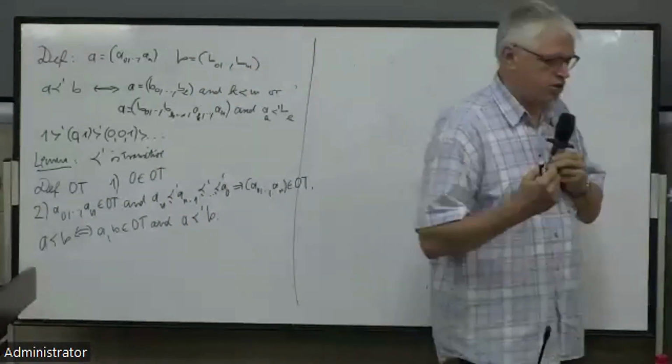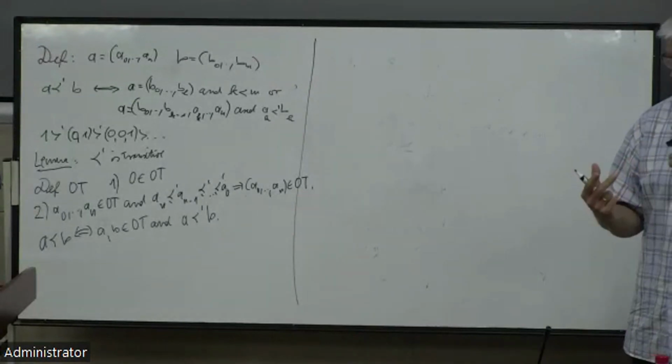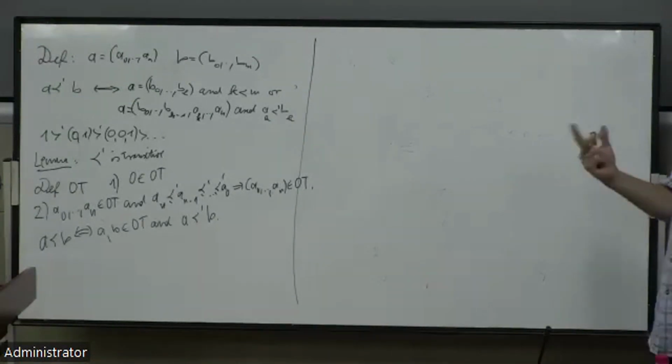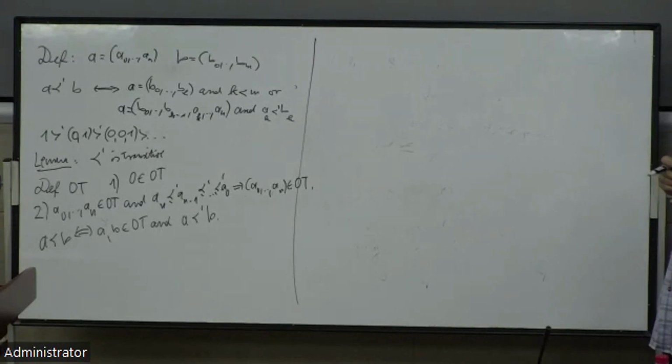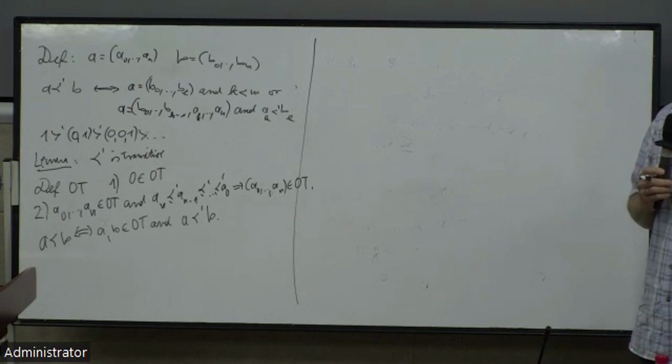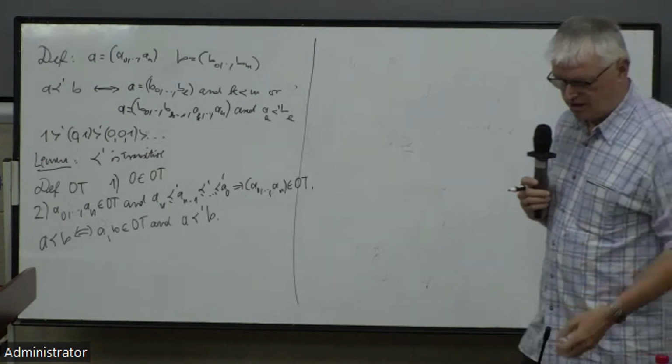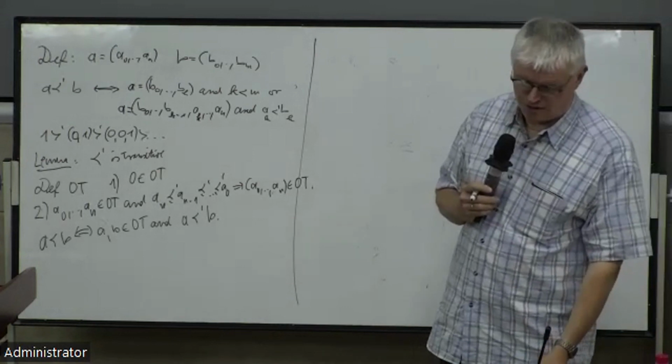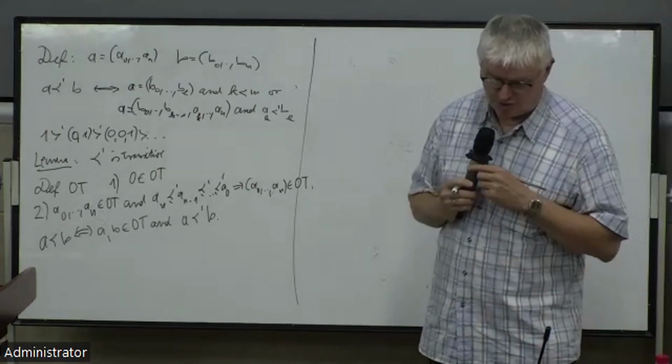Now one can show that the characteristic function of OT is primitive recursive, so OT is a primitive recursive set of numbers, and the less than relation is a primitive recursive relation in this set. So OT and less than form a primitive recursive set of notations together with an ordering, the primitive recursive ordering.